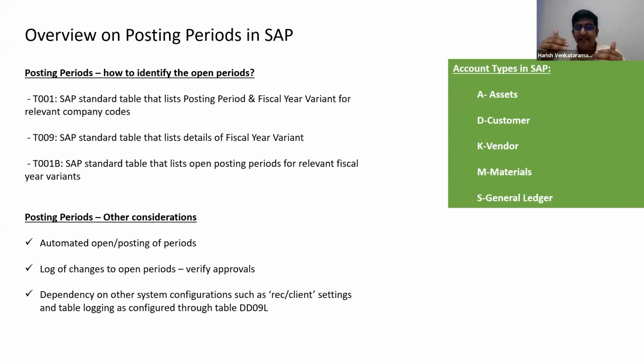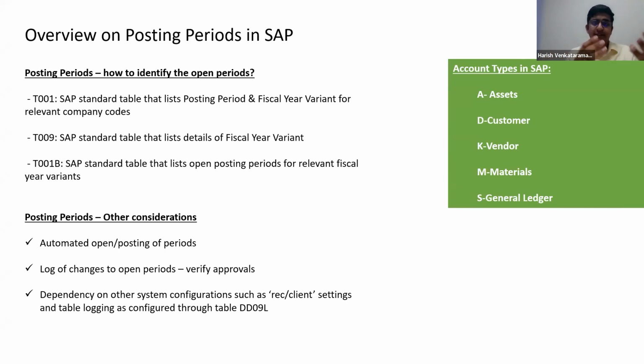There is a parent setting. REC client is nothing but record client. This is a nomenclature used in SAP for recording of any transaction. So this has to be enabled for the table logging to happen, right? So these are certain considerations that we should draw from the posting periods perspective, right?